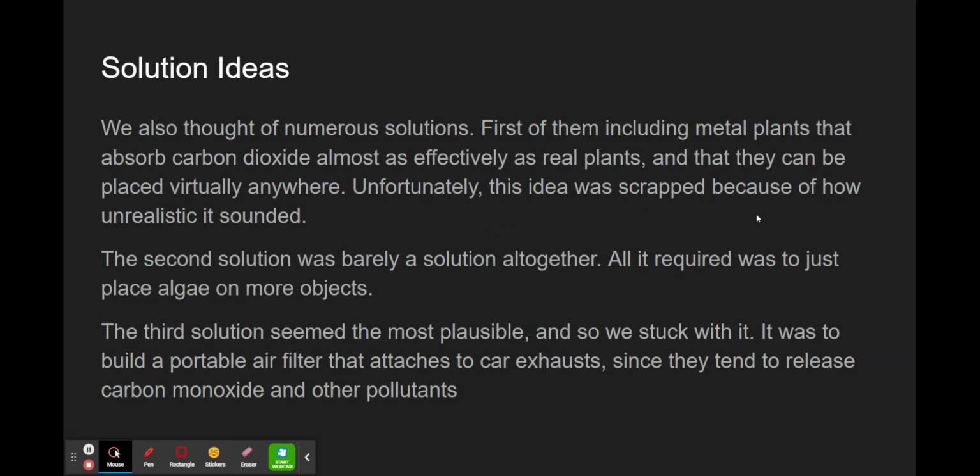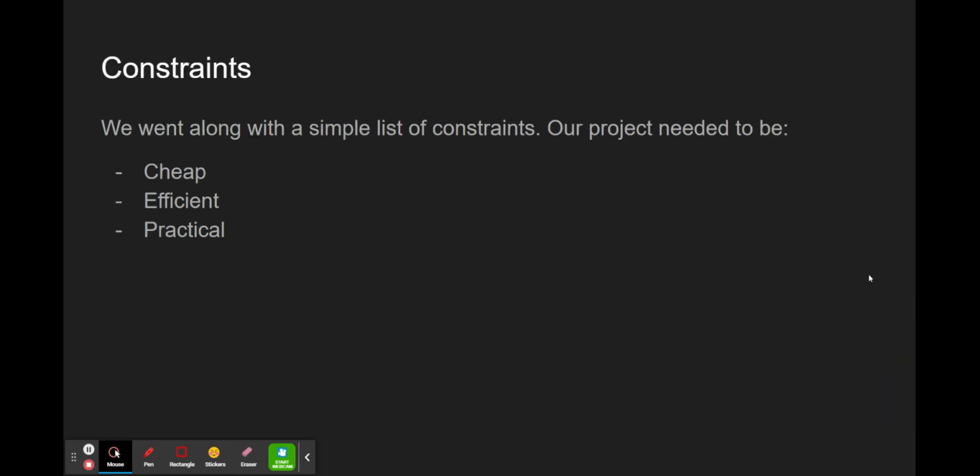Unfortunately, this idea was scrapped because of how unrealistic it sounded. The second solution was barely a solution at all. All it required was to just place algae on more objects like buildings, vehicles, etc. The third solution seemed the most plausible, however, and so we stuck with it. It was to build a portable air filter that attaches to car exhausts since they tend to release carbon monoxide and other pollutants. We went along with a simple list of constraints. Our project needed to be cheap to build, efficient, and practical.